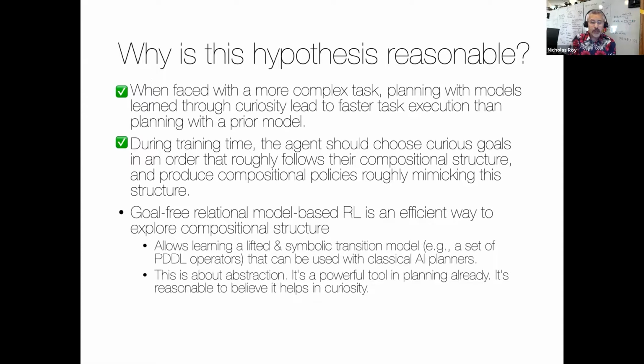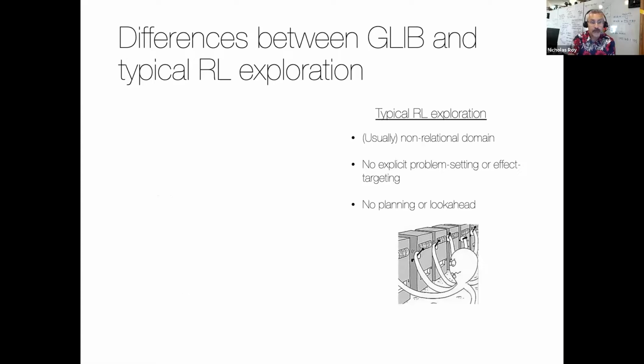The hypothesis that a relational representation is an efficient way to explore is reasonable because it allows us to use lifting and symbolic transition models, highly abstract representations that are much more efficient than low-level, highly physical or geometric representations. This is really about abstraction, and abstraction gives us tremendous computational efficiency in both planning and inference, and it's reasonable to believe it helps in curiosity.